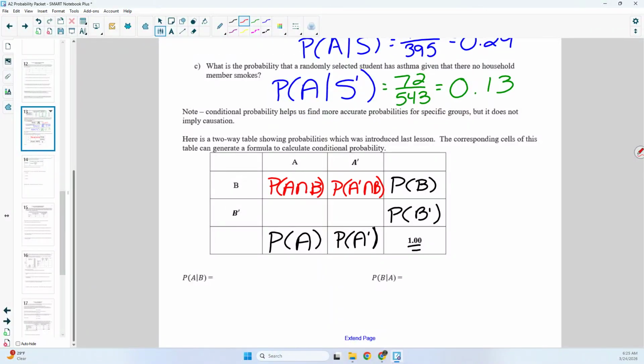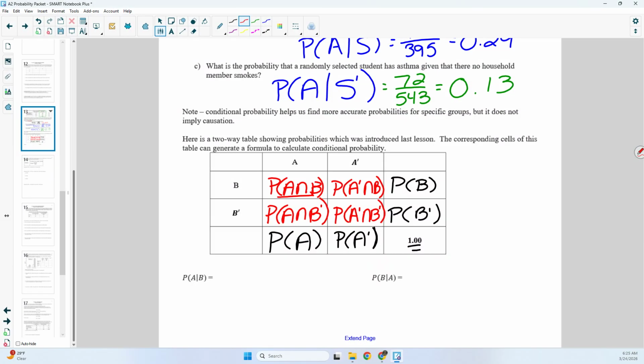Now, if you think about it, as I write these, the order doesn't really matter. So I could write probability of A and B, or I could write probability of B and A. And that will be something we'll talk about in a second. So we can say that the probability of the intersection of two events is commutative, where we can change the order.